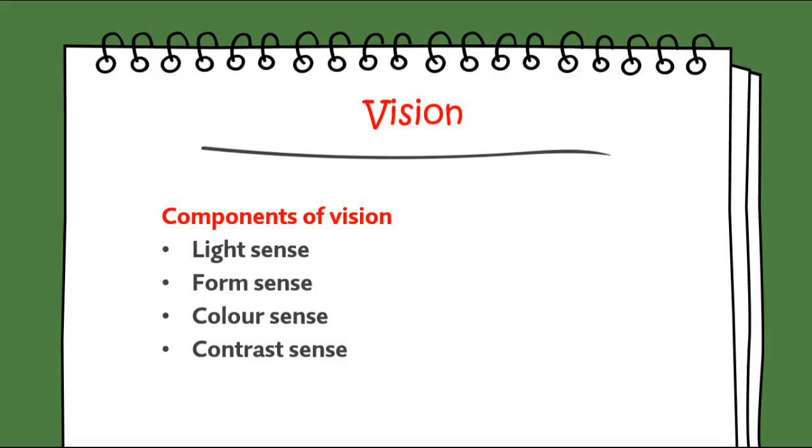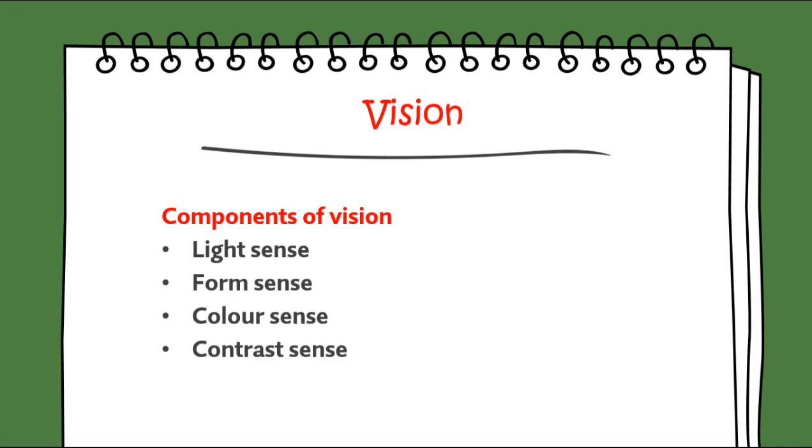Today we are going to discuss vision. What is vision? Vision is the faculty or power of perceiving things through the eyes. It is defined as: vision or sight is the power of the eye to focus and detect images formed on the retina by generating nerve impulses.